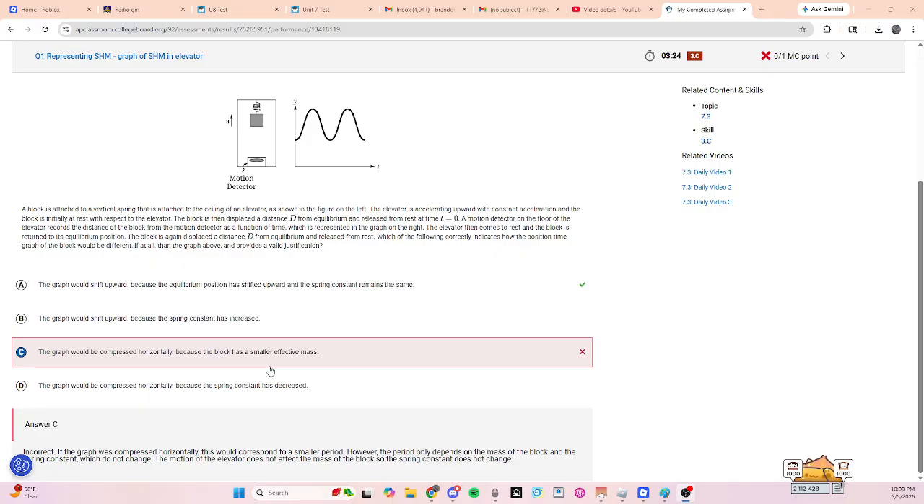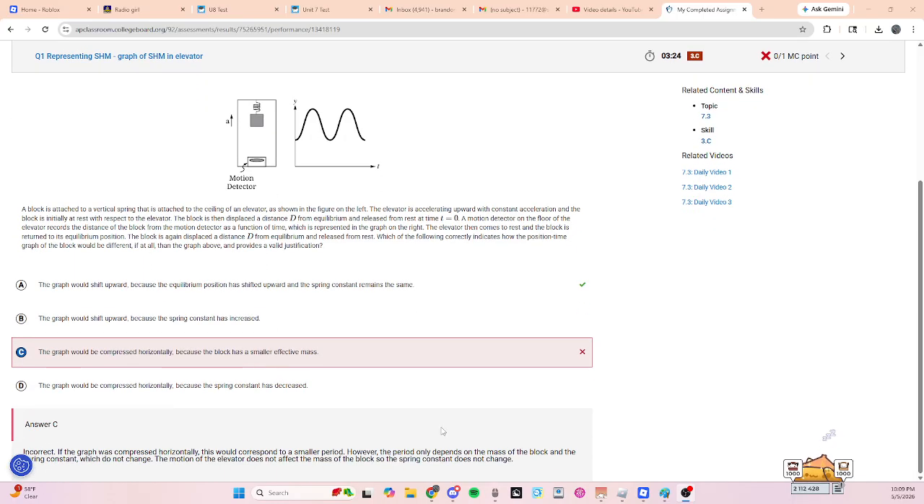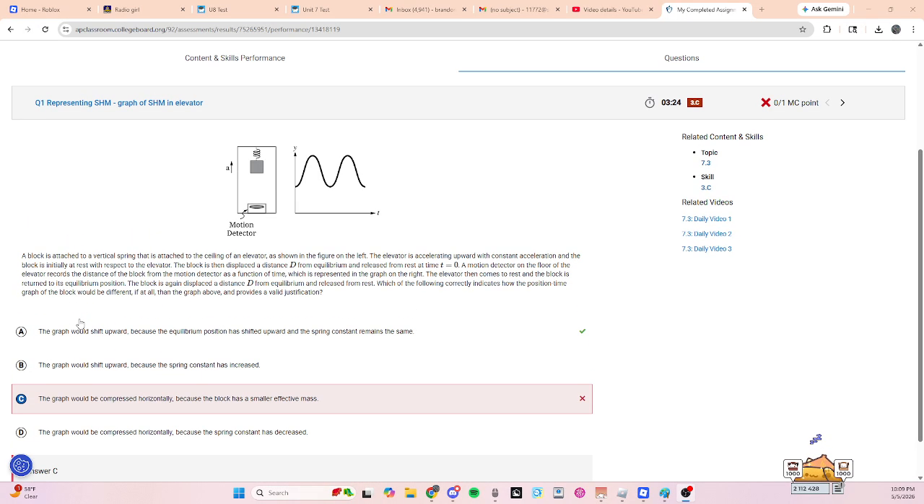So I put this one because I thought that if the elevator is going up, then the FG... wait, okay, I just had the wrong read. I think I thought that since it was going up, the apparent weight would be lower, but the apparent weight would still be higher. So yeah, I'm not sure how I even got this one wrong, but the answer here is A. The graph would shift upward because the equilibrium position is shifted upward. The spring constant remains the same.